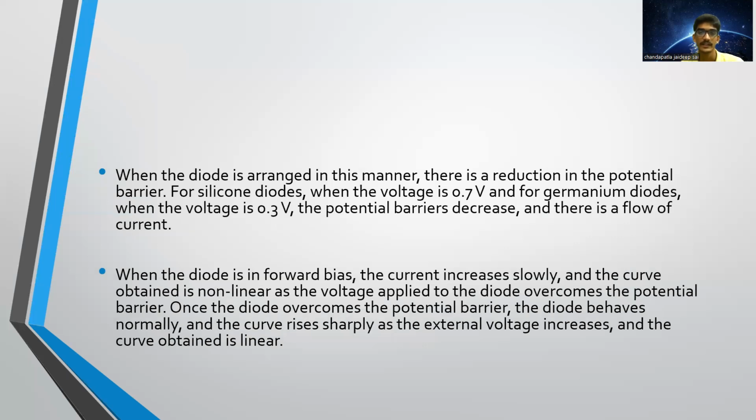When the diode is arranged in this manner, there is a reduction in the potential barrier. For silicon diodes, when the voltage is 0.7 volts, and for germanium diodes, when the voltage is 0.3 volts, the potential barrier decreases and there will be a flow of current.